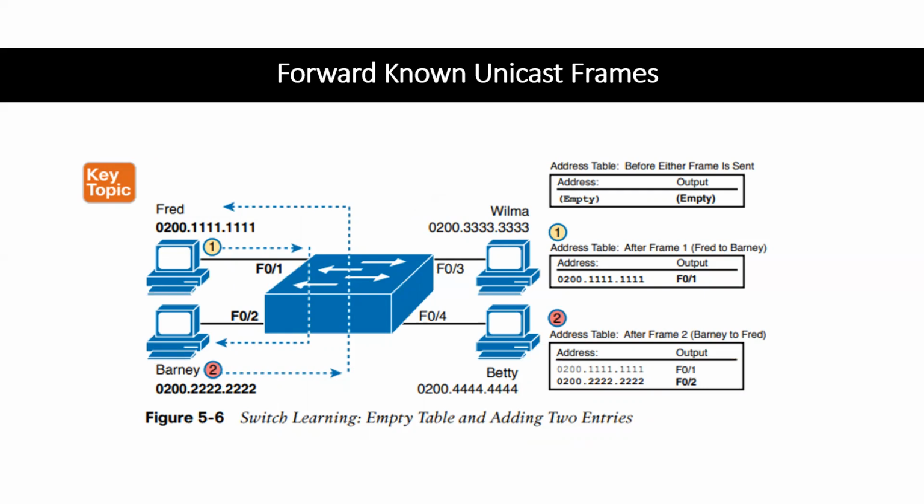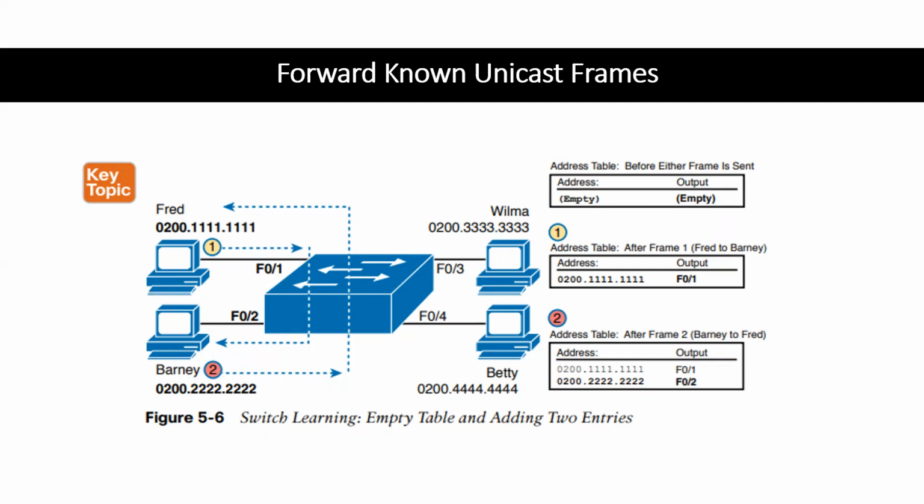Let's go ahead and take a look at how that MAC address table is being built. So Fred is here, right? Fred is trying to send a frame to Barney, and so Fred is sending it to the switch. Remember, the switch learns MAC addresses based on the source MAC address.